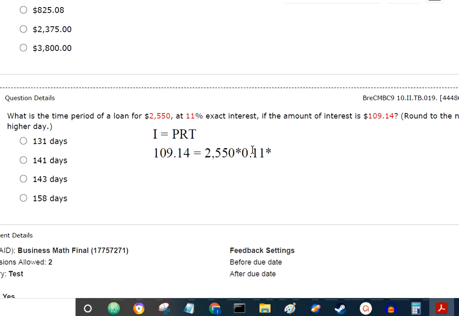time is something I don't know, but we're supposed to find it in days using the exact interest method, so 365 for the number of days. Take the number of days and divide it by 365 to convert it to years, or else the simple interest formula doesn't work. And then what we did in class is we rearranged the left side to make it easier for when we use our calculator.